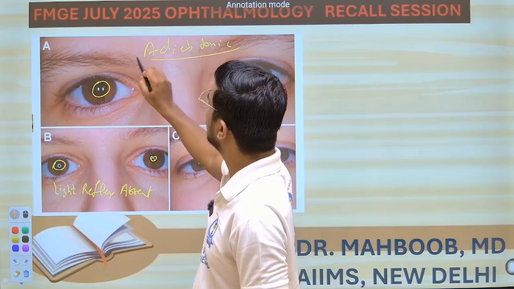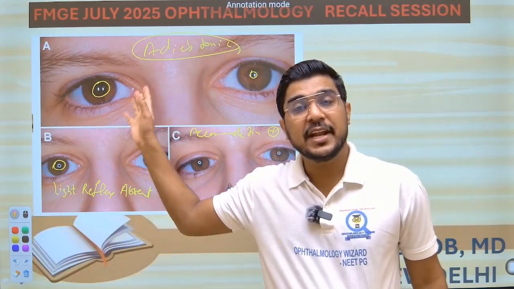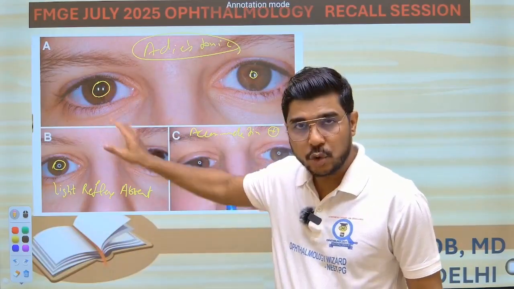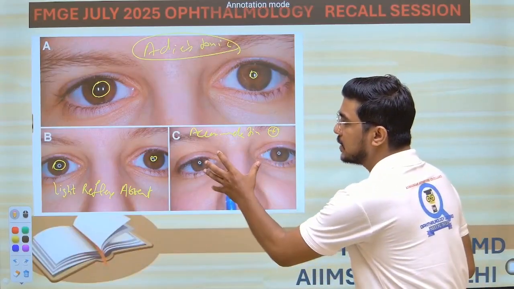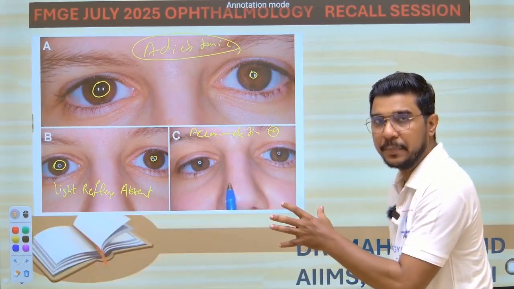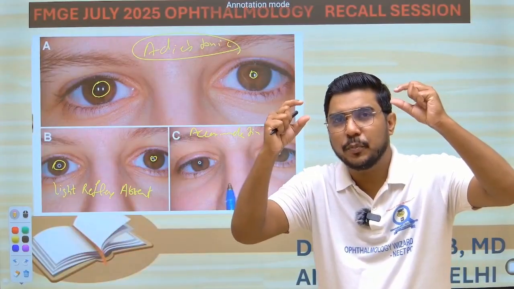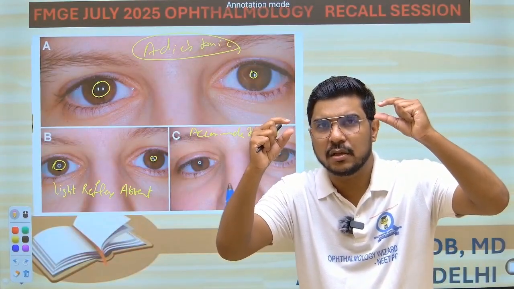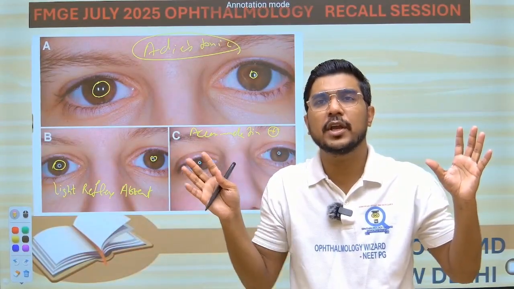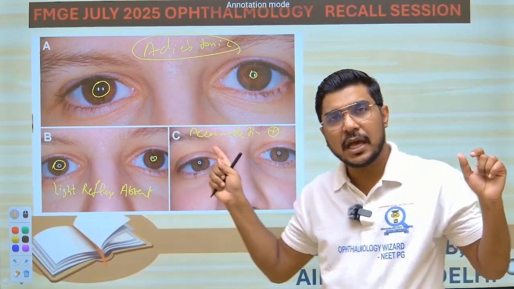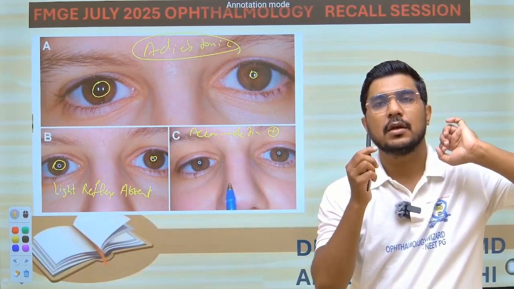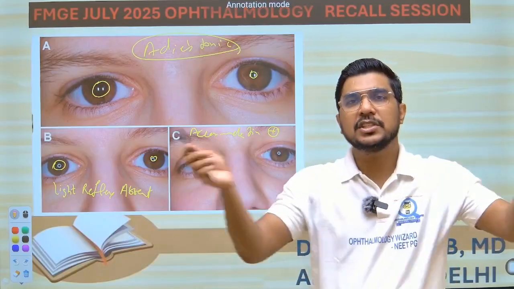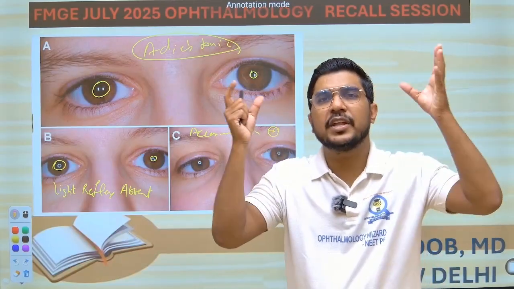Adie's tonic pupil. Why Adie's tonic? I will tell you. In Adie's tonic pupil, one, there is an anisocoria. Second difference, when the accommodation reflex is happening, the pupil constricts very slowly. It is not so slow in Argyll Robertson pupil. Here, the pupil reacts very slowly, and after accommodation is over, the pupil dilates also very slowly.